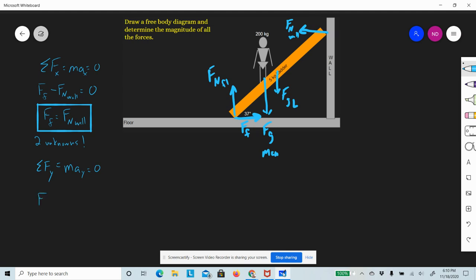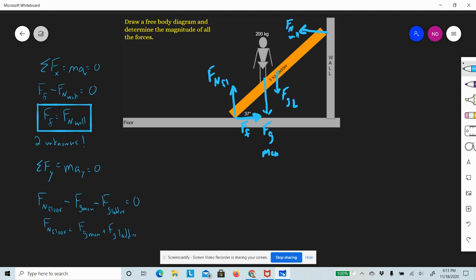Sum of the forces in the y direction, we get the normal force of the floor, that's up, minus the weight of the man, minus the weight of the ladder, equals 0. So here you're going to end up with the normal force from the floor is equal to the weight of the man plus the weight of the ladder.